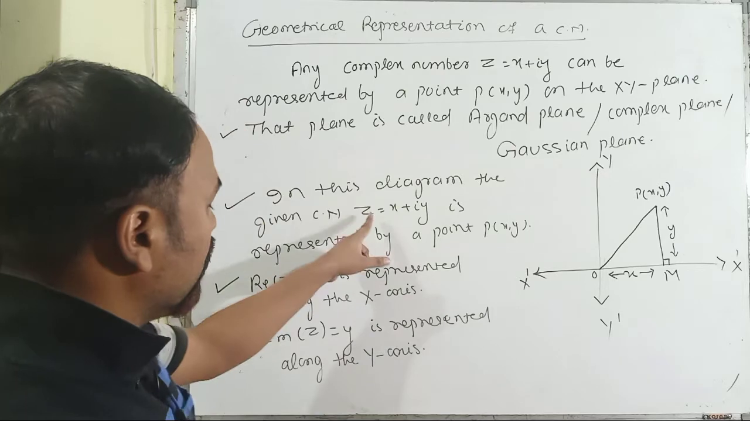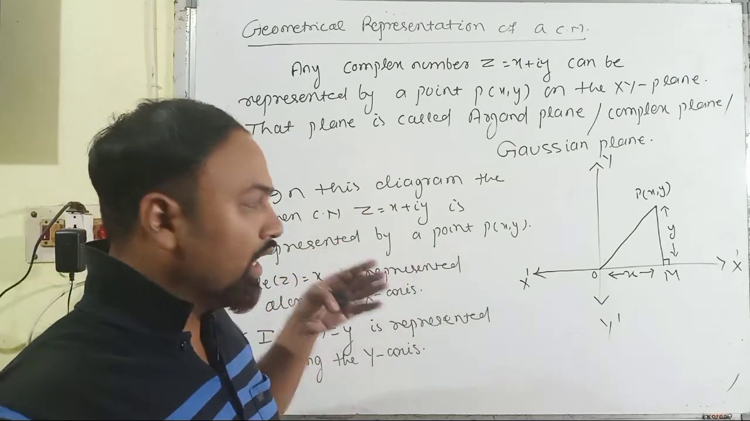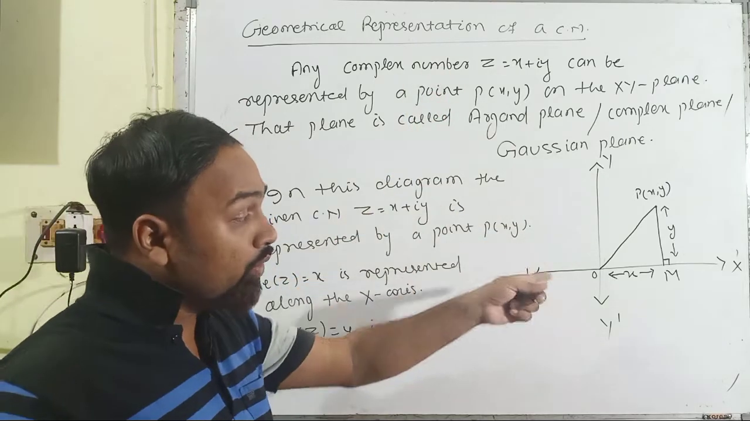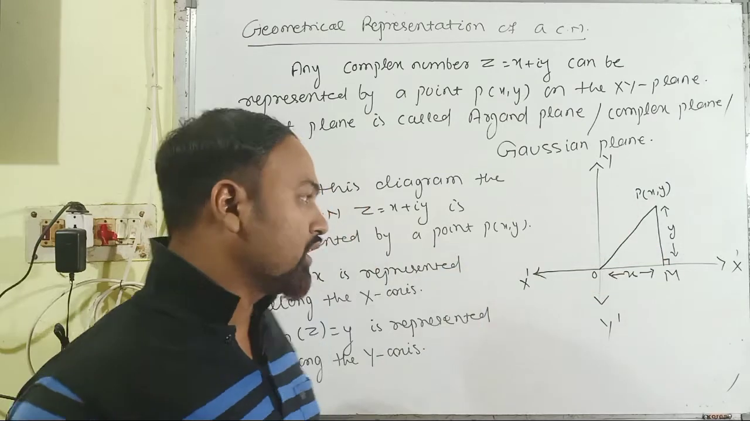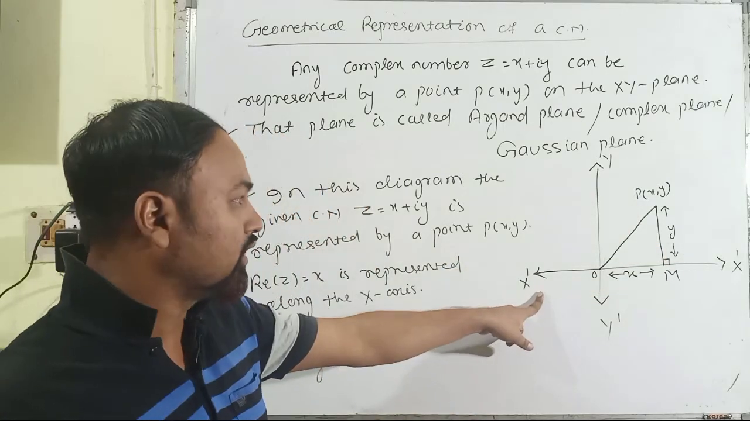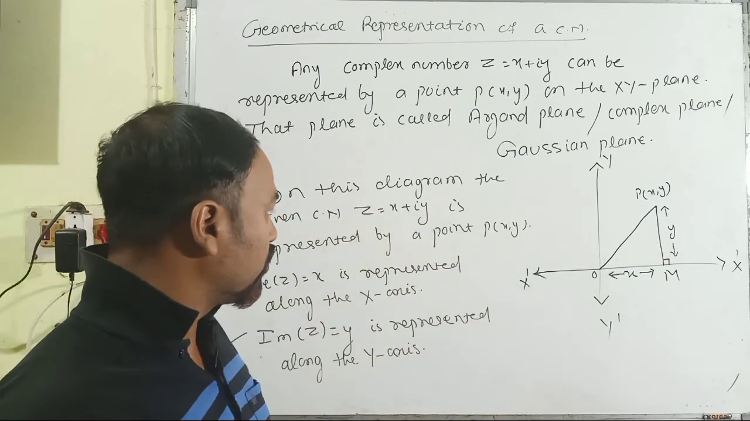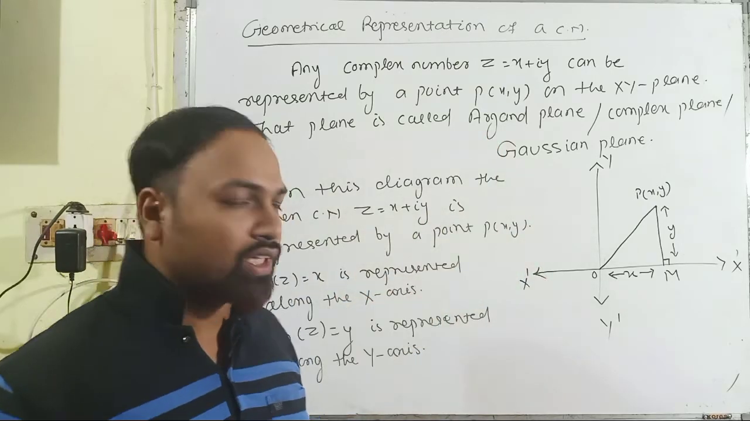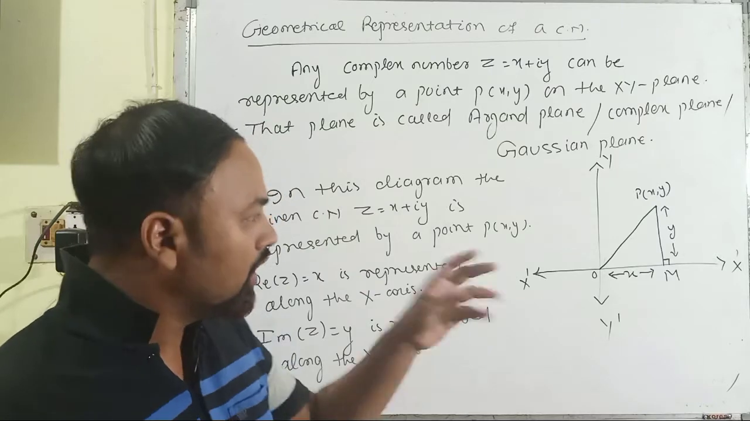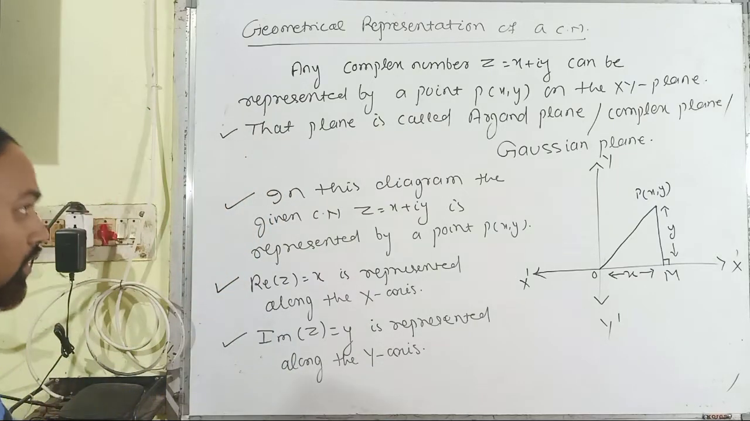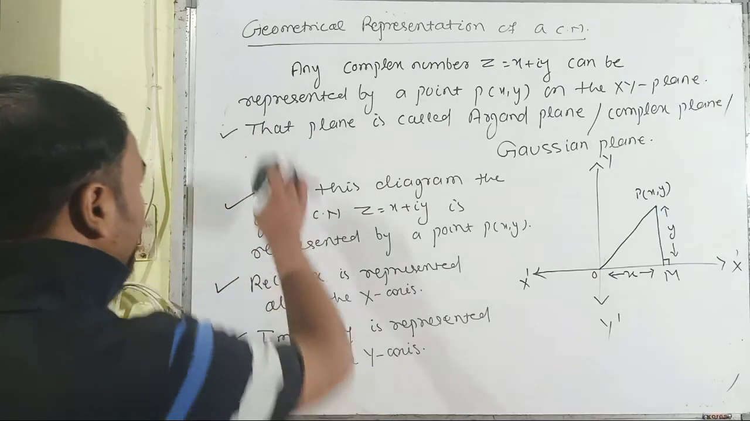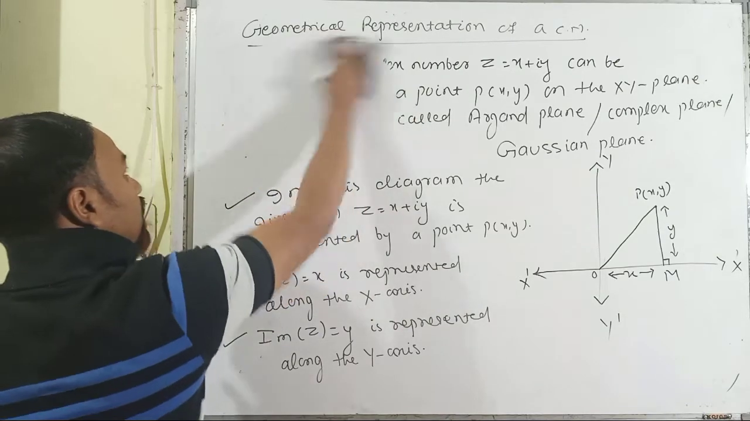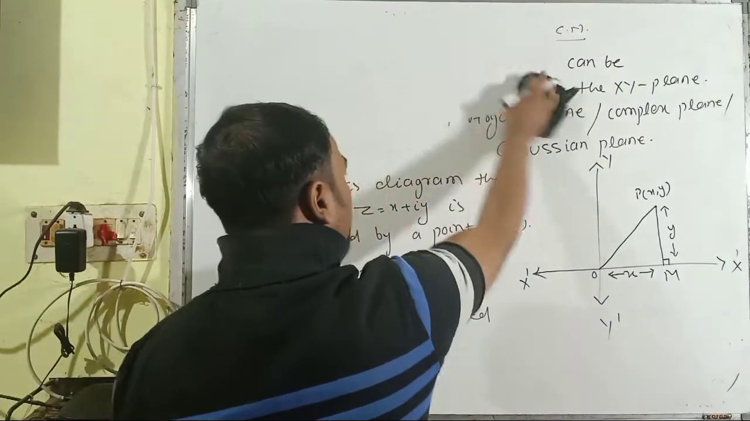The real part of the complex number will be represented along the x-axis, whether on the positive direction or negative direction of the x-axis, and in the same way the imaginary part, whether along the positive or negative direction of the y-axis. I will discuss it later. Let us go through that topic, in which quadrant the point will be plotted.